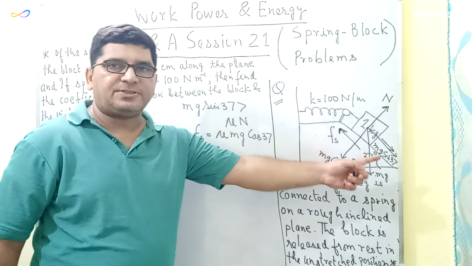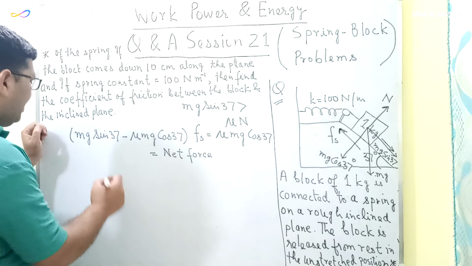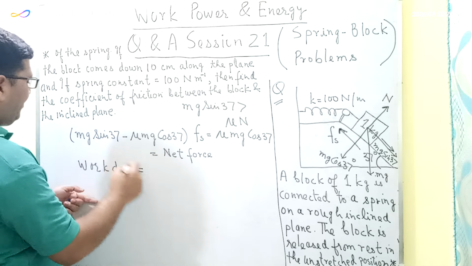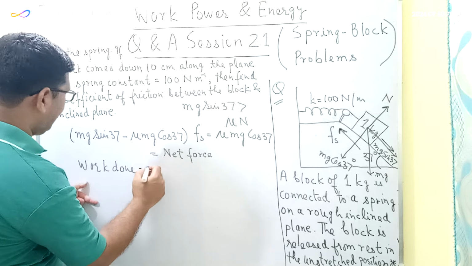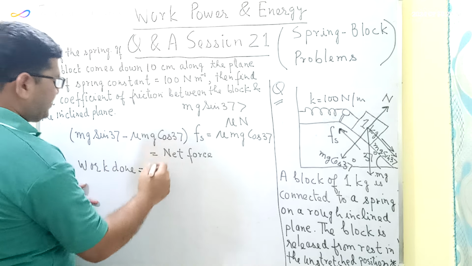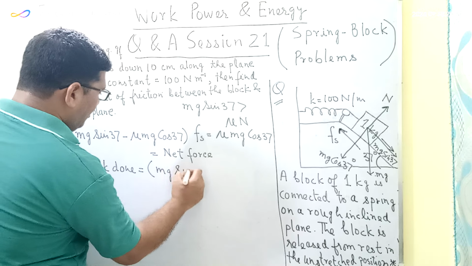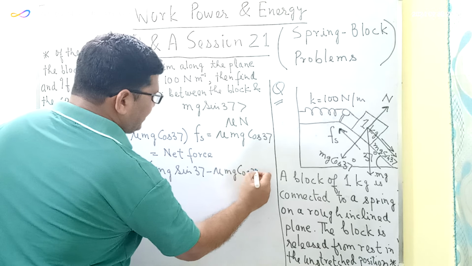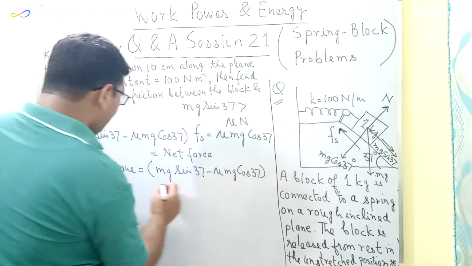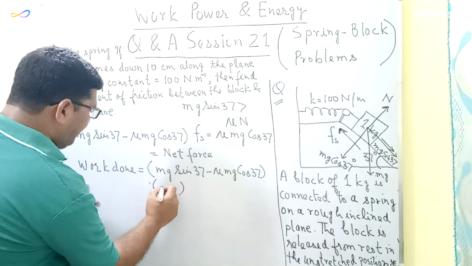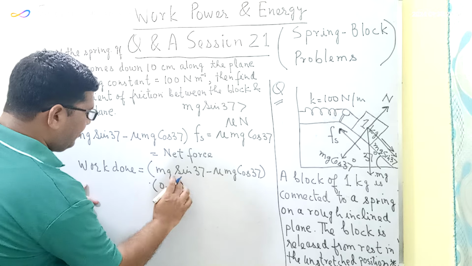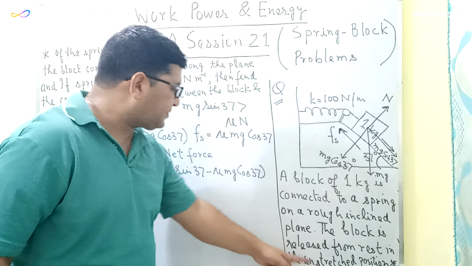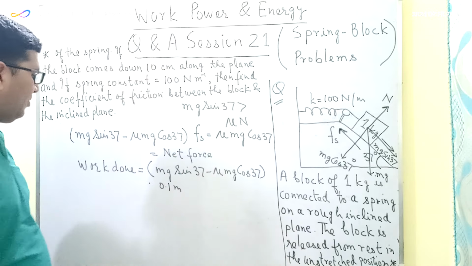Now this block has got displaced by 10 centimeter down the plane. So the work done will be equal to the net force multiplied by the displacement, that is, mg sin 37 minus mu mg cos 37, multiplied by the displacement, which is equal to 0.1 meter, because the block has got displaced by 10 centimeter. So in meters it will be equal to 0.1 meter.